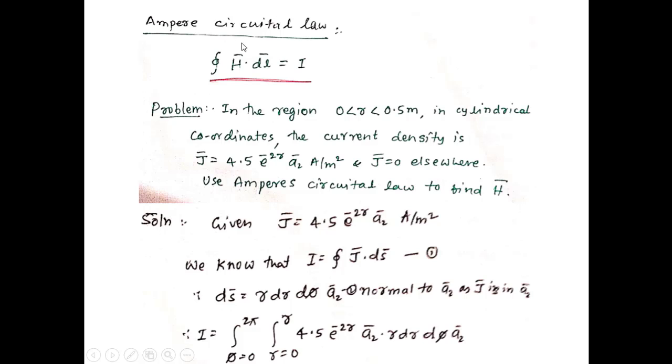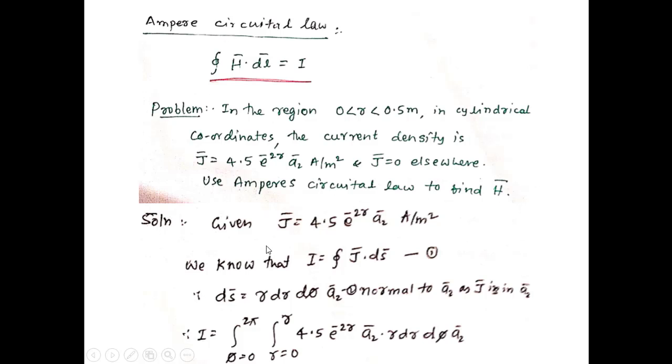Next, Ampere circuit law. This is given by the line integral of H bar dot dl bar is equal to I. So we can solve some problems on this Ampere's law. In the region r varying from 0 to 0.5 meter in cylindrical coordinates, the current density is J bar equal to 4.5 e raised to minus 2r az bar ampere per meter square, and J bar is equal to 0 everywhere else. By using Ampere circuit law, you have to find H bar.